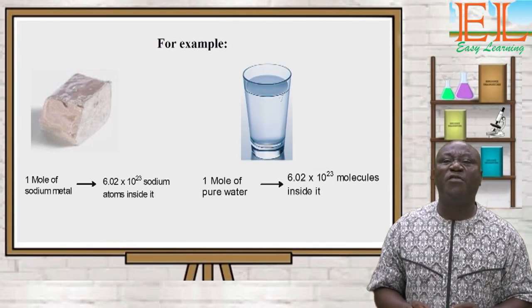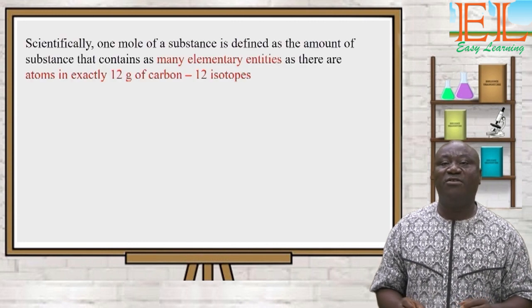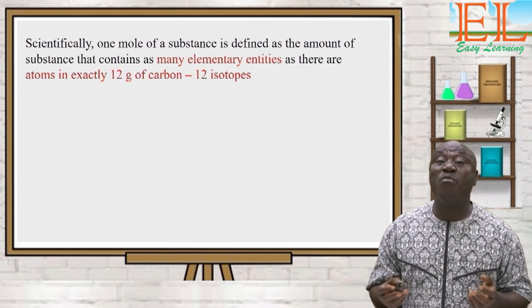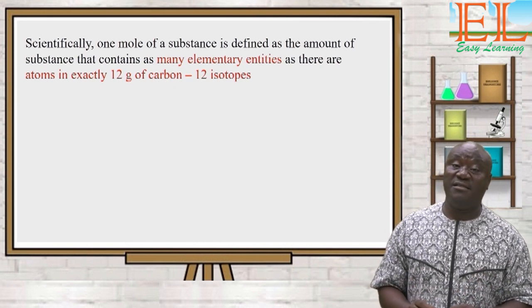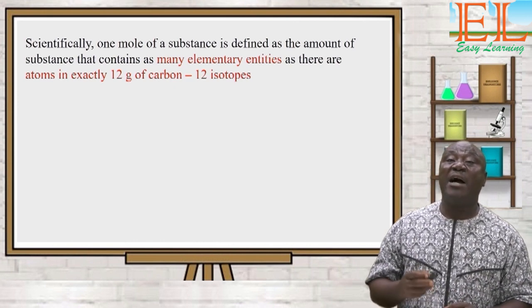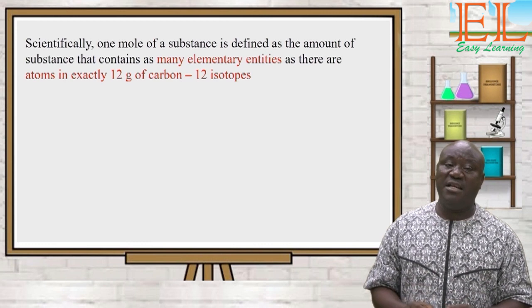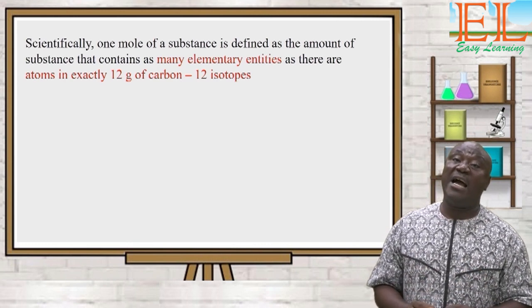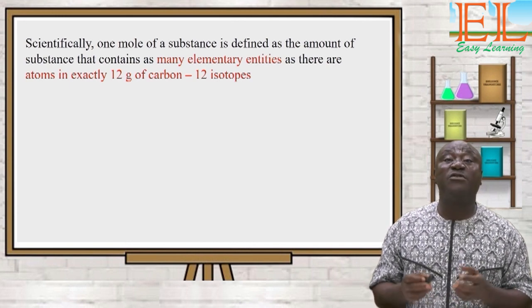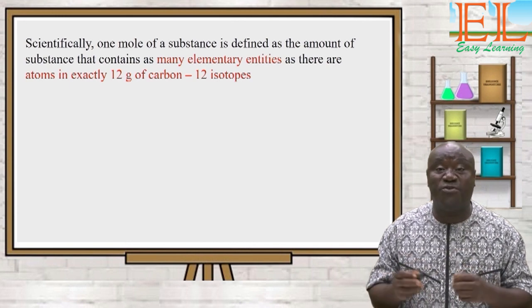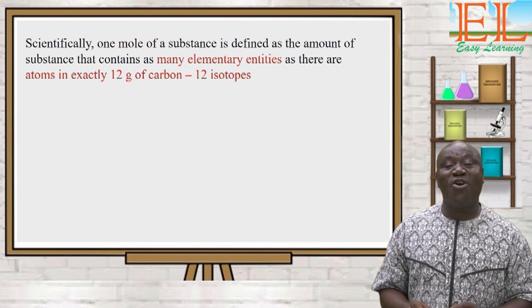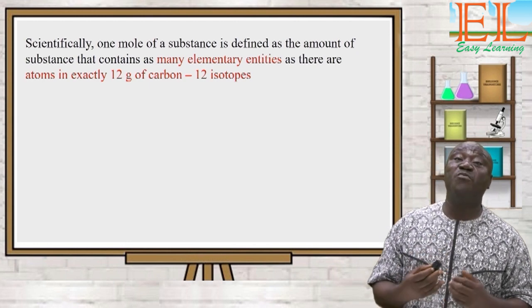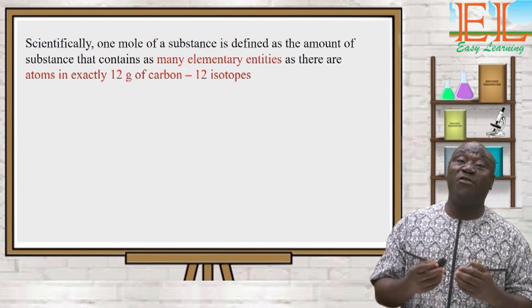Is this the definition of a mole? Certainly not. Scientifically, 1 mole of a substance is defined as the amount of substance that contains as many elementary entities as there are atoms in exactly 12 grams of carbon-12 isotope. Complex definition, isn't it? Now, let me break it down into 2 parts so that it becomes easy for us to understand.